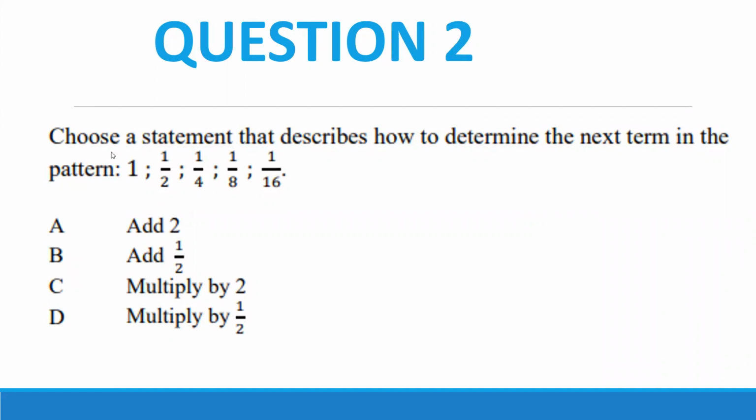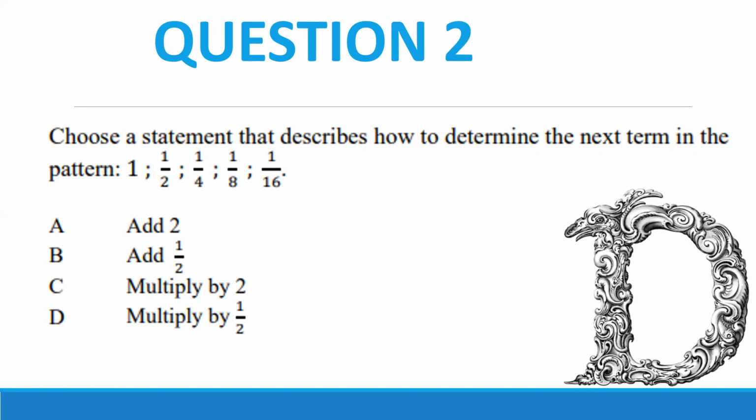What is the next term? Choose the statement. The sequence is 1, 1 over 2, 1 over 4, 1 over 8, 1 over 16. If you are getting these numbers, what are you doing? Add 2, add 1 over 2, multiply by 2, or multiply by 1 over 2. Please choose your correct answer. Think about that. And what is your answer? The answer is coming now. B is correct. Multiply by 1 over 2.